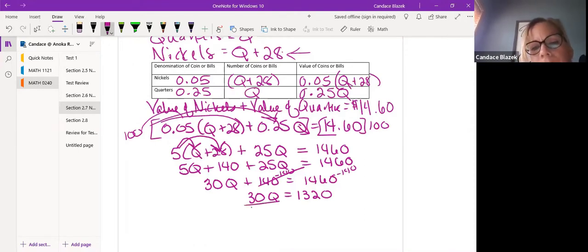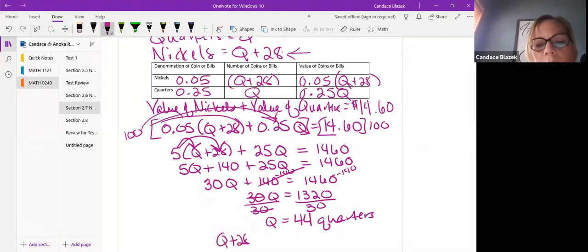Final step. I'm going to divide by 30 to get q alone. And q is equal to 44. So I will end up with 44 quarters, and then q plus 28 is 44 plus 28, or 72 nickels.